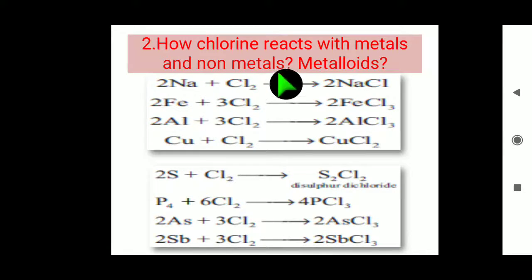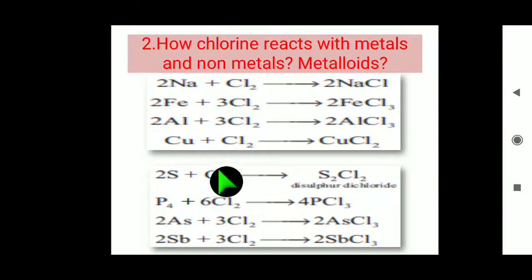Next, the chlorine gas reacts with the non-metals, sulfur and phosphorus. When sulfur reacts with the chlorine gas, disulfur dichloride S2Cl2 will form. When phosphorus reacts with the chlorine gas, phosphorus trichloride PCl3 will form. For balancing, here P4 is here, so make it 4. The chloride 4 into 3 is 12, so 6 Cl2, 12 chlorine.